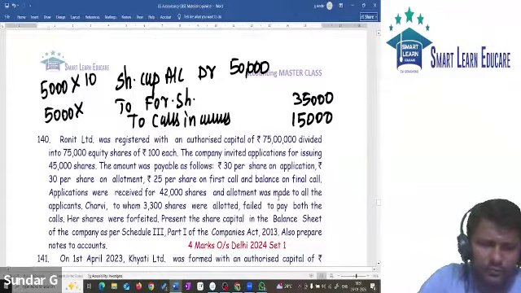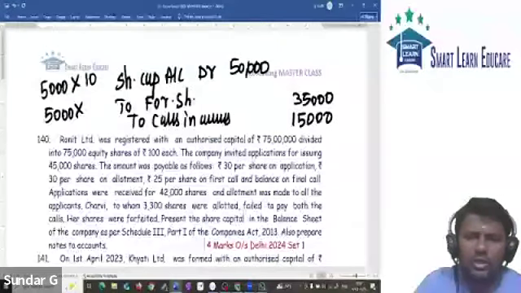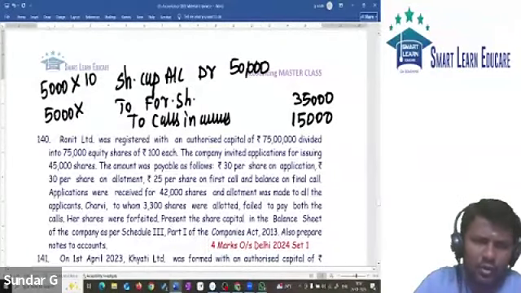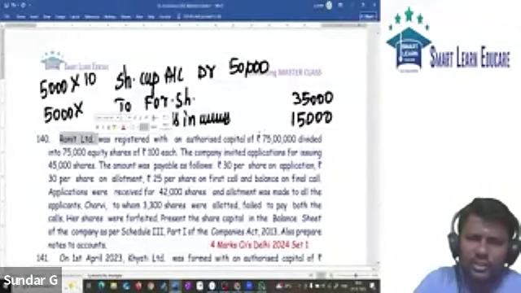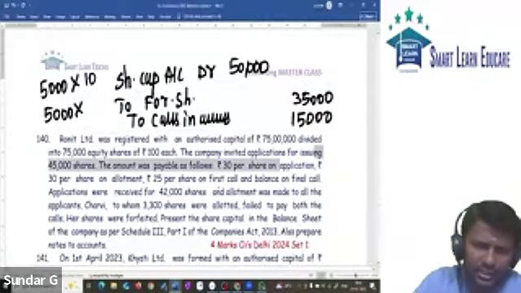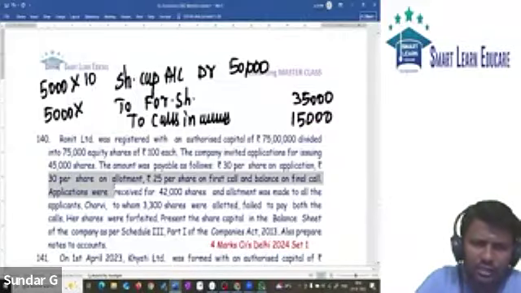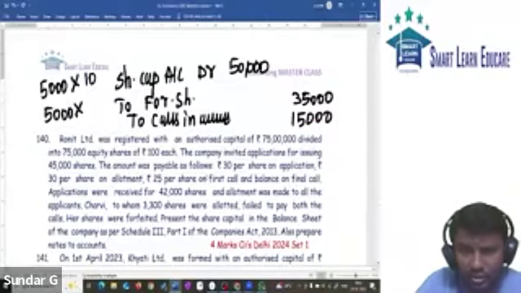Next, question number 140. Ronet Limited registered with the authorized capital of 75 lakh, divided into 75,000 shares of rupees 100 each. Company invited application for 45,000 shares. Amount is payable as follows: 30 on application, 30 on allotment, 25 on first call and balance on final call.